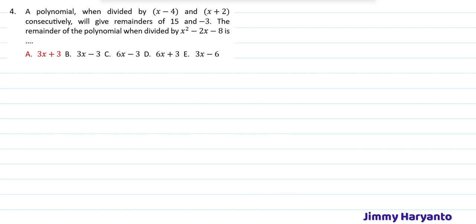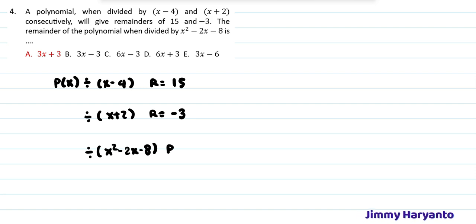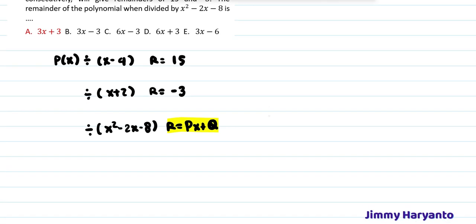And then next is question 4. For question 4, we have p(x), the polynomial of x, divided by x minus 4. The remainder equals 15. And then when the polynomial is divided by x plus 2, the remainder is negative 3. And then when it is divided by x squared minus 2x minus 8, the remainder will be px plus q. Yeah, so you have to memorize this. When the question wants you to find the remainder of polynomials divided by quadratics, you have to know that the remainder will be px plus q.